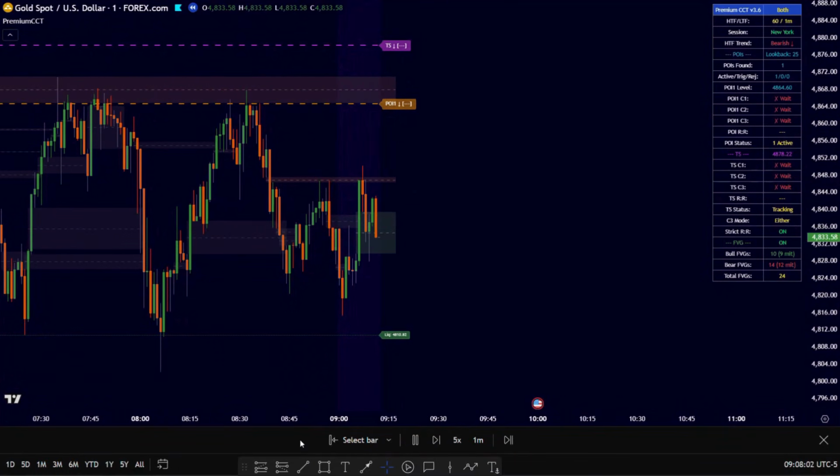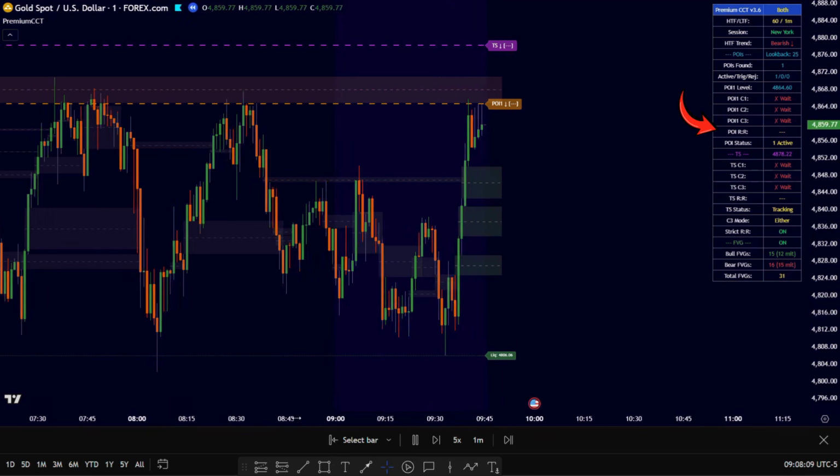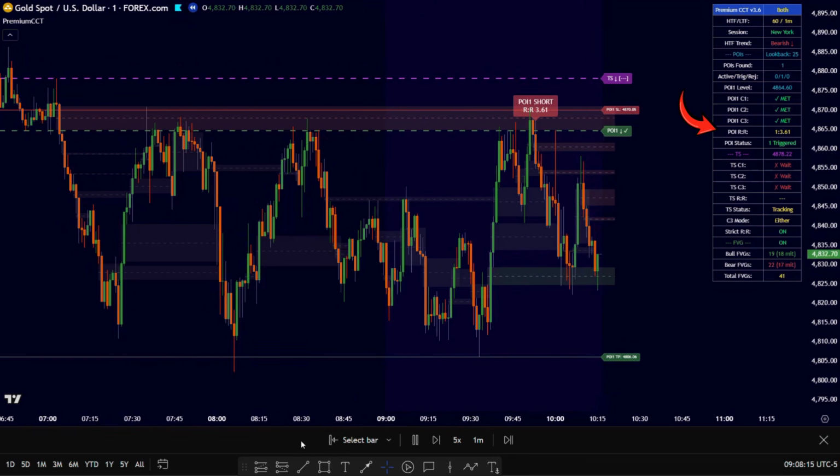Also watch the risk-reward ratio in the table. It updates in real time. If it shows R:R 1:2.45 and that's above your minimum, the entry is valid.